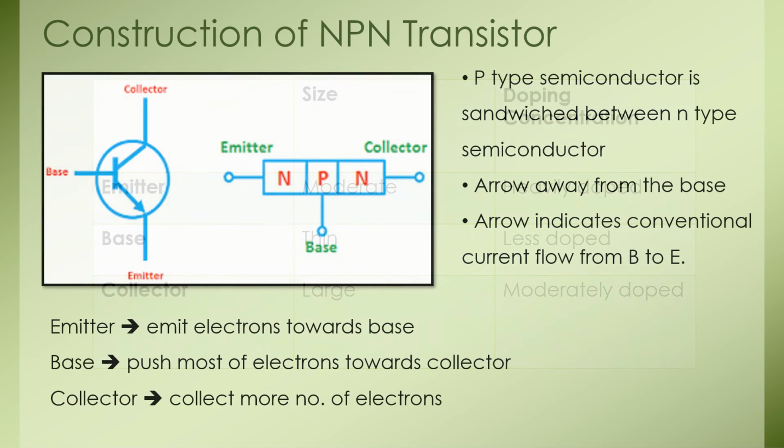Now, this is the construction of the NPN transistor. This p-type semiconductor is sandwiched between n-type semiconductors. The arrow is away from the base. The arrow indicates conventional current flow, that is from base to emitter. We already saw that in case of the NPN transistor, the emitter emits electrons towards the base. The base pushes most of the electrons towards the collector, and the collector collects the electrons which are emitted through the emitter.